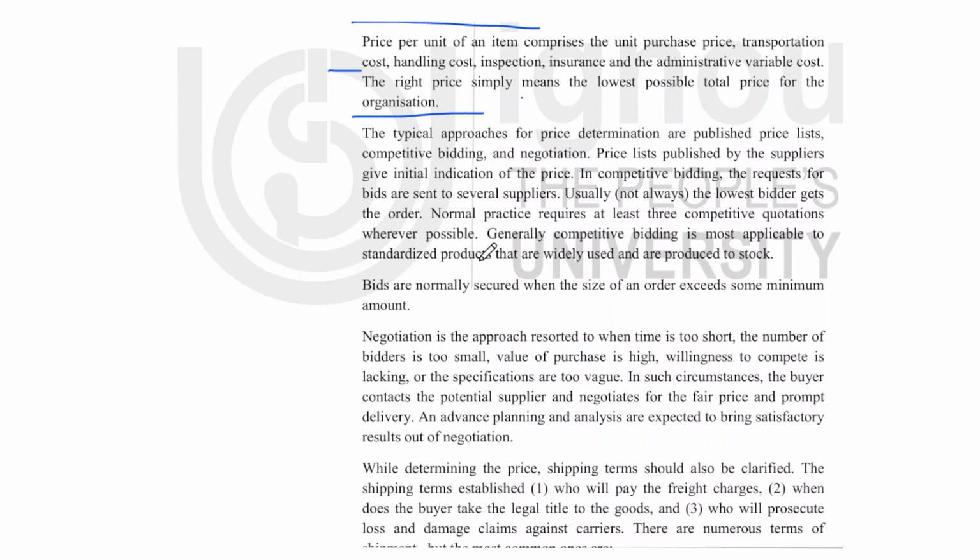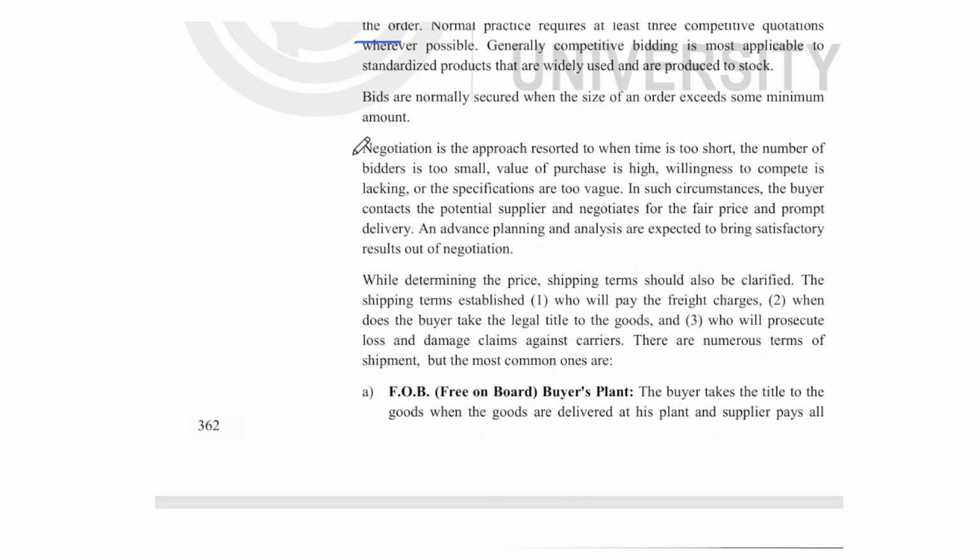And the typical approaches for price determination are published price list, competitive bidding, and negotiation. Price lists published by the suppliers give initial indication of the price, and in competitive bidding, the request for bids are sent to several suppliers, and usually, not always, the lowest bidder gets the order. Okay, and negotiation is the approach resorted to when time is too short, the number of bidders is too small, value of purchase is high, and willingness to compete is lacking, or the specifications are too vague.